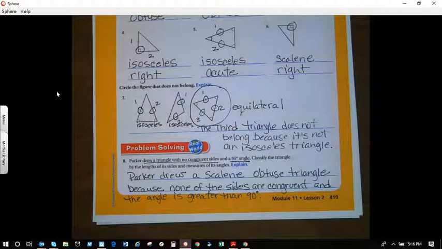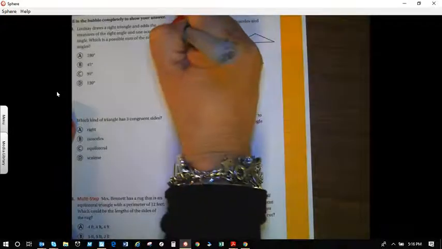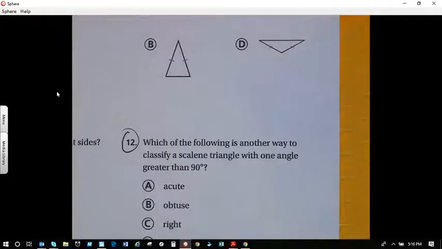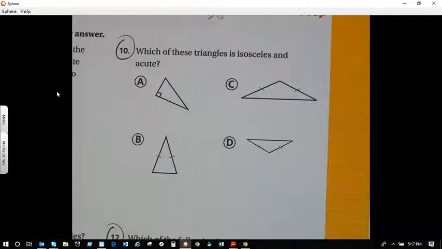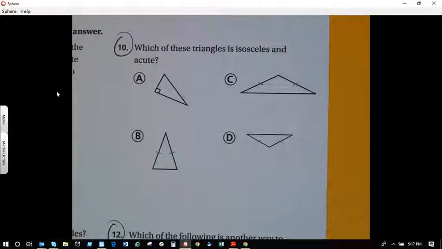Again, if you need to, pause it so that you can take a look at it. Make sure that you understand your information that you have down, and then you can move on. So I'm going over to page 420, and this is where you were doing the even numbers. We were doing 10, 12, and 14. So the question is on number 10. I'll enlarge this just a bit so that you can see it. There we go. So which of these triangles is isosceles?